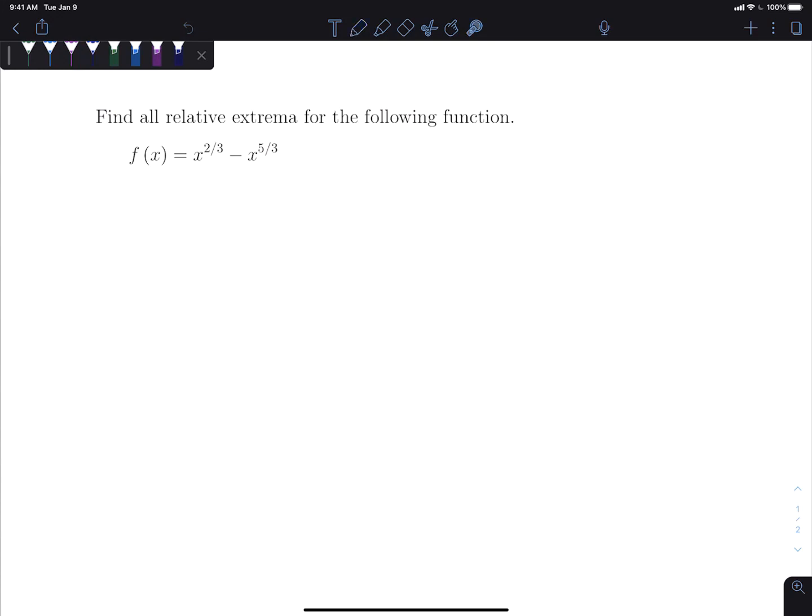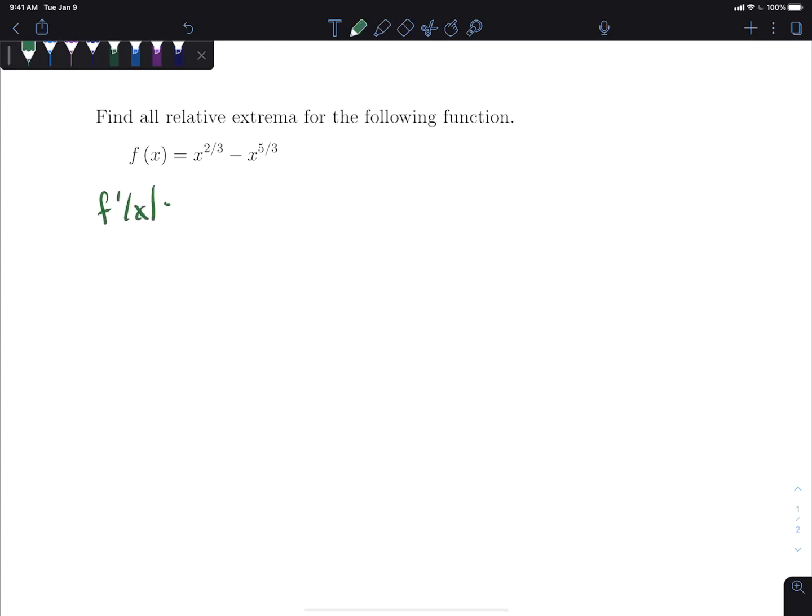Hello. In this video, we want to find all relative extrema for the following function. We have f of x equals x to the 2/3 minus x to the 5/3. Again, we want to find any critical values. To do so, we find the first derivative.